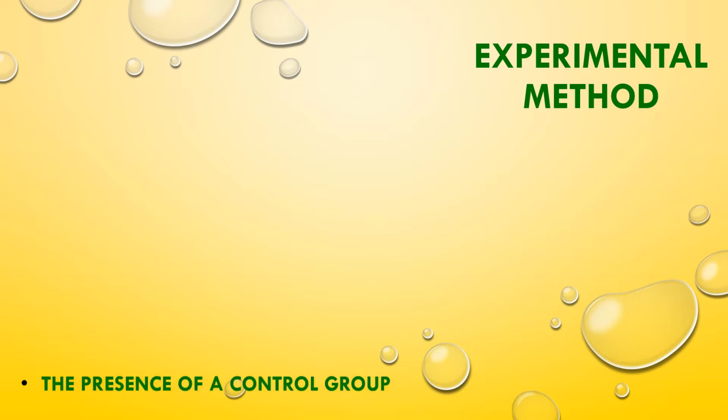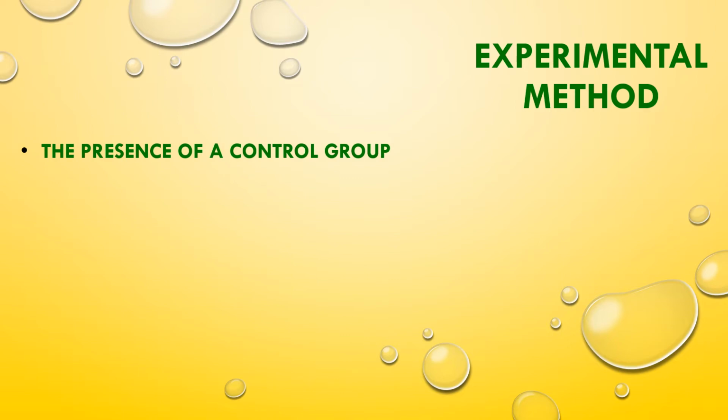Next is experimental method. Experiments are the most often used method of research. There are certain principles involved in its use. One is the presence of a control group. This is an individual or a group of individuals who are not manipulated.